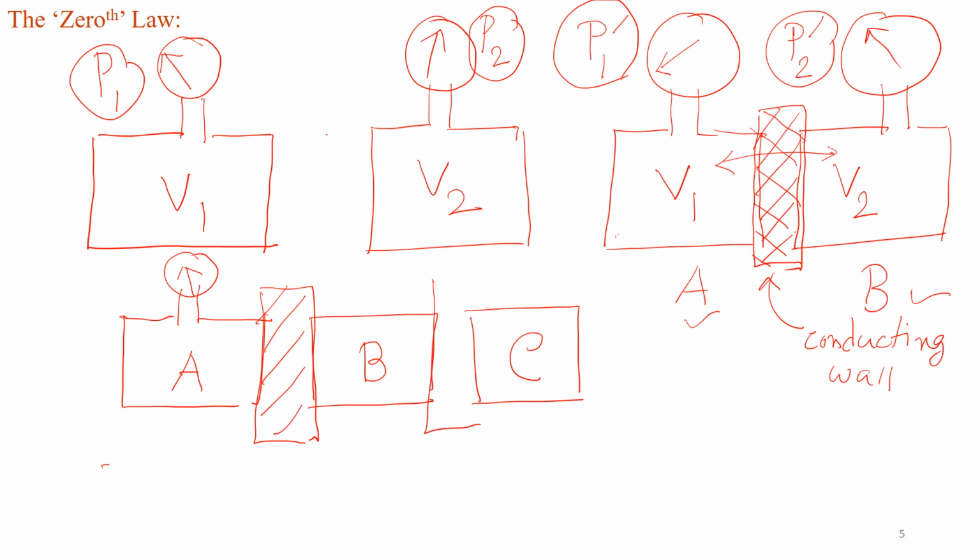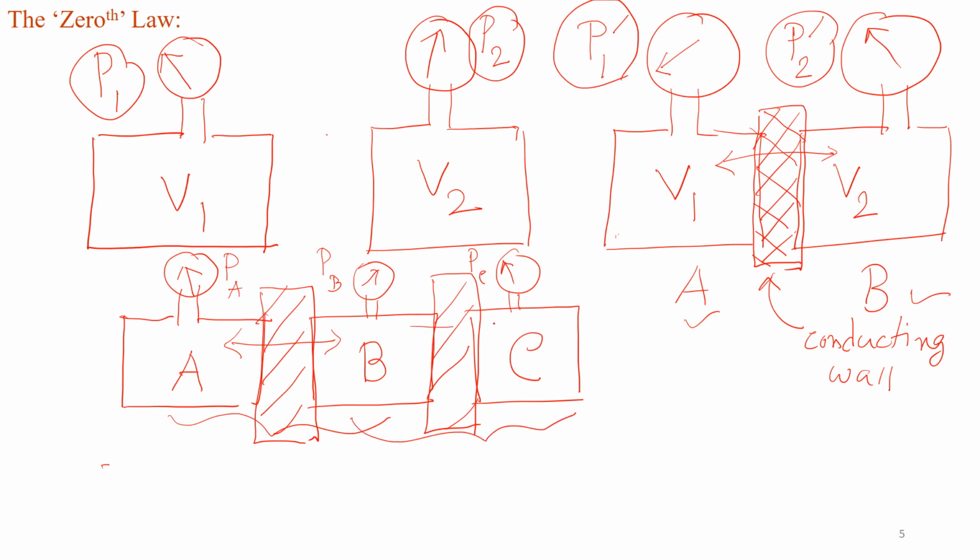Now suppose a similar condition where systems A and B are connected through a conducting wall. Similarly, systems B and C are also connected through a conducting wall, and we are also measuring the pressure for these systems, which are showing some readings, say PA, PB and PC. Now what is the situation here? A and B are in thermal equilibrium, which means heat must flow across the boundary. That's why we chose a conducting boundary. Since B and C are also in thermal equilibrium, heat should also flow across this second boundary.